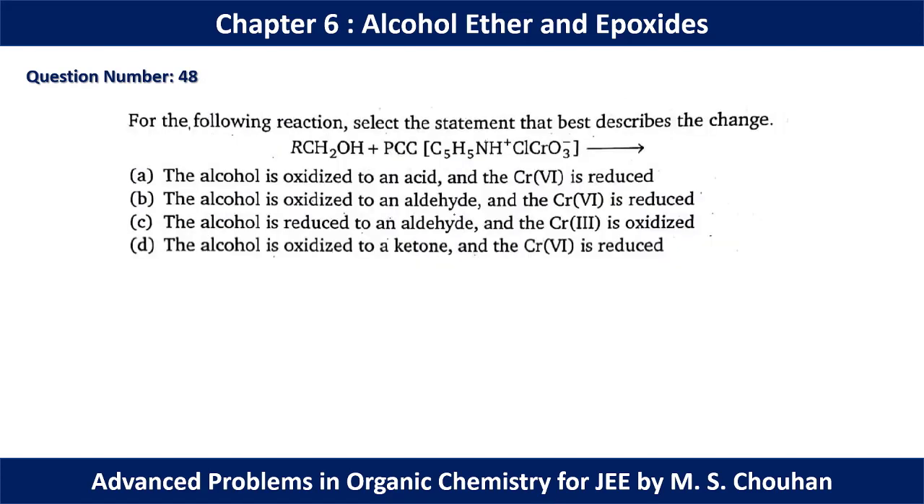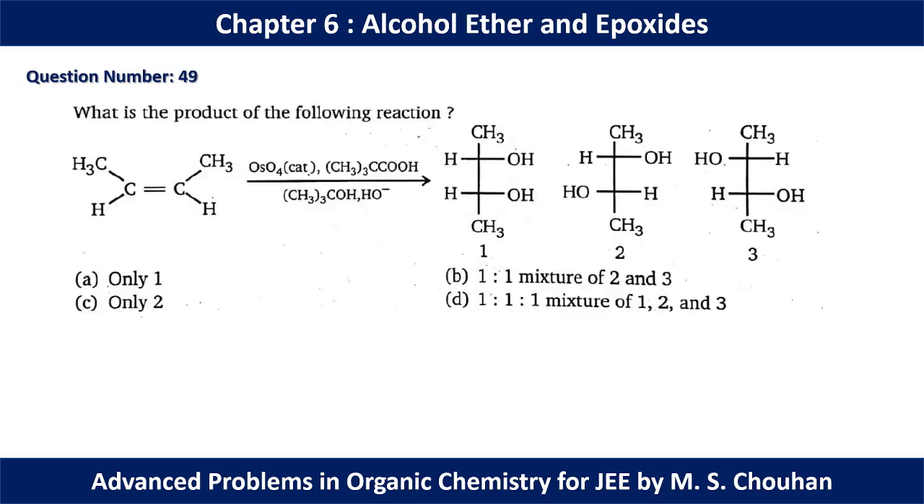In question number 48, we have used PCC, which is a mild oxidizing agent. So in this case, alcohol can be oxidized to aldehyde only. It cannot be oxidized to ketone. So it will be oxidized to aldehyde only. And in PCC, chromium is present in the +6 oxidation state, and it will be reduced to +3 finally. So for question number 48, option B will be the correct option.